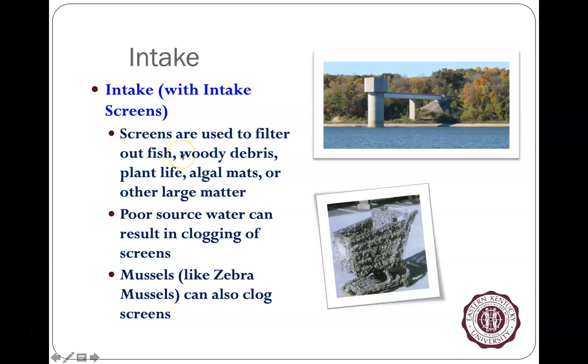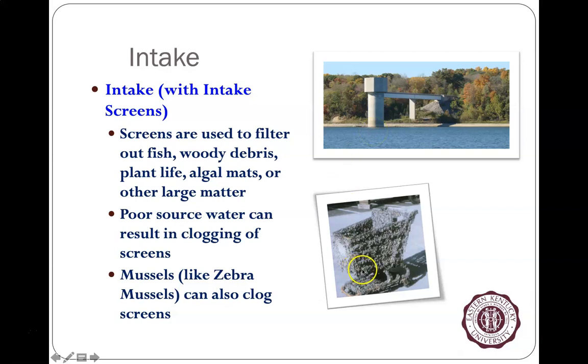They have those screens on them because we want to keep fish and woody debris and algal mats and stuff out of the water. If we have a lot of sunlight hitting nutrient-rich waters, algal slimes and biofilms and all that can clog up those screens.